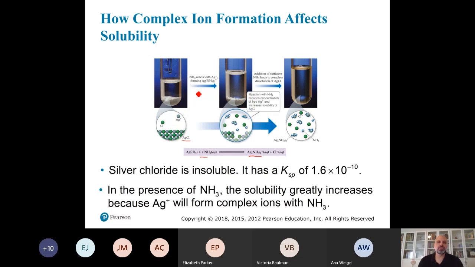If you add ammonia, it'll react with the silver ions. So slowly over time, these complex ions are formed in solution. Eventually, all of the silver is dissolved, and you end up with a complete solution of silver. These complex ions are silver floating around the solution. And we were looking at the Ksp, right? The Ksp of silver chloride is a really tiny number, 1.6 times 10 to the minus 10. So whereas in the presence of ammonia, the solubility is greatly increased because the silver ion will form a complex ion with ammonia.